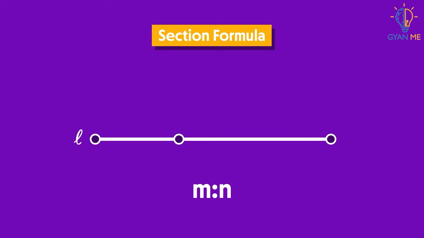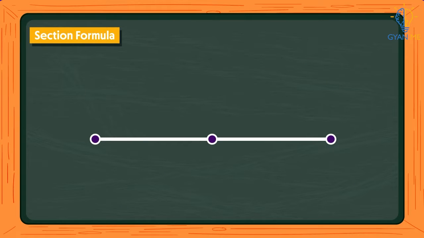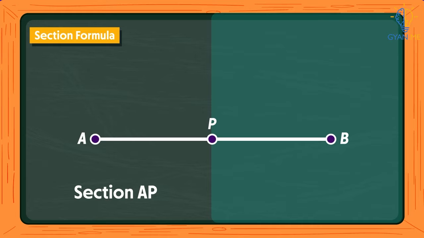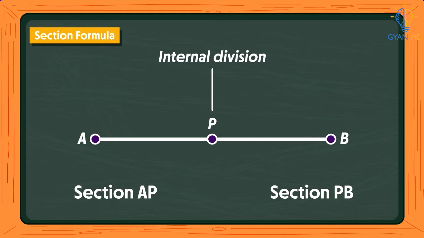Let us say it like this. Say there is a point P which lies on the line segment AB, such that it is between A and B, that is A-P-B. If you observe, you will find that P is between A and B, and it divides AB in two regions. One between A and P, called section AP, and second between P and B, called section PB. Such a division is called internal division.